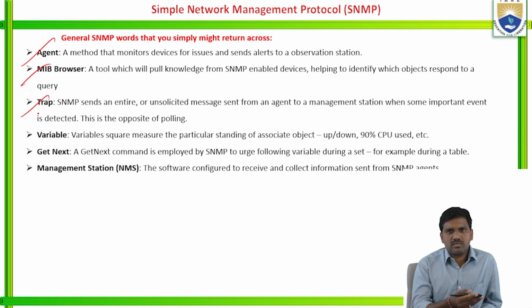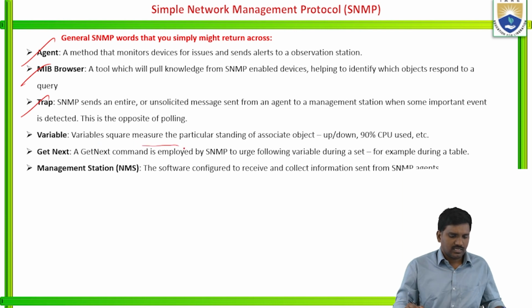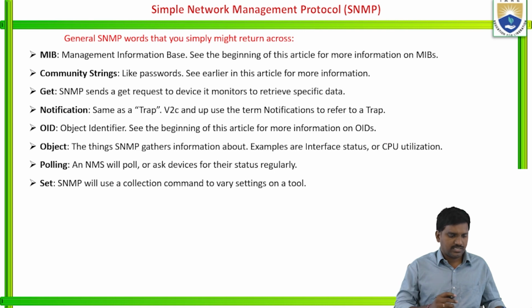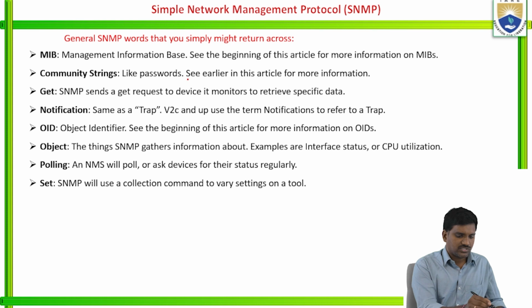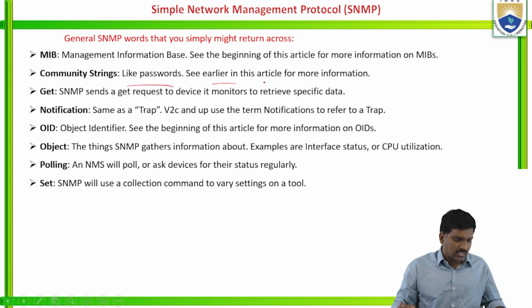Trap is one of the messages; we also discussed the word trap. Next, variables. Variables are the particular status of an associated object, for example, up and down, or 90% of CPU is used, etc. Next, get next and management station, and MIB. Community strings, the management information base, that is your community string, are like passwords. In order to get, the station sends a get request to a device to receive or retrieve specific data.